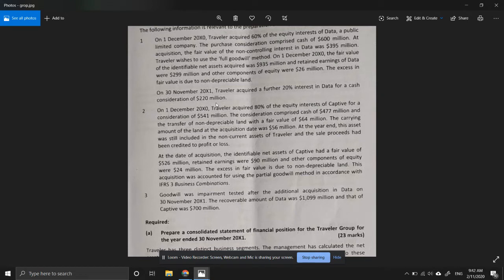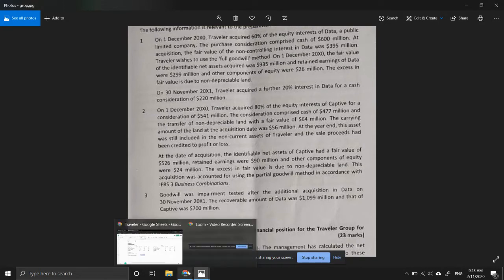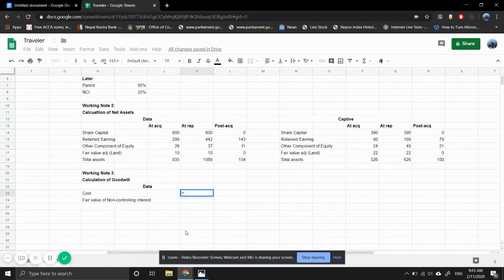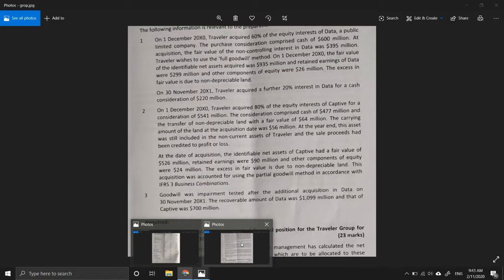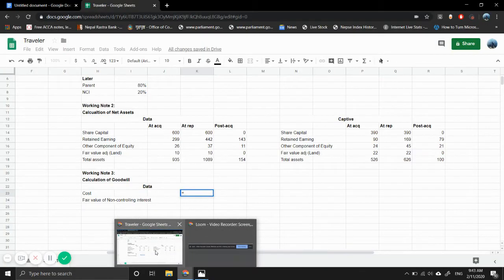The further acquisition is not needed in, because even though we acquired extra 20%, we won't be increasing our goodwill, right? It is only computed at the date of when we acquire control. Okay, so if we had lost control, then it would have been different case, but in this case we already have the control, right? So it's 600 and 395.